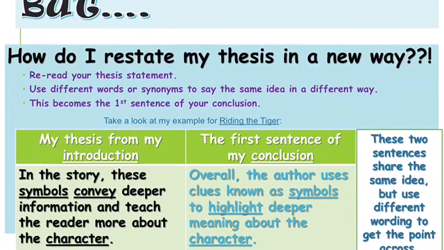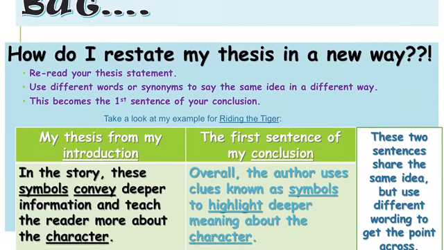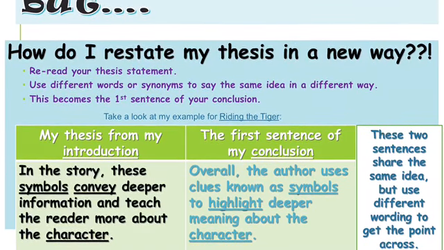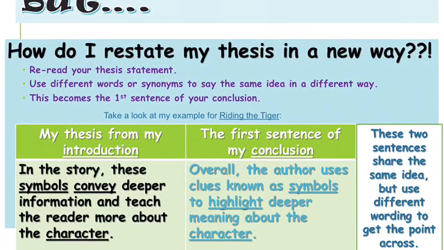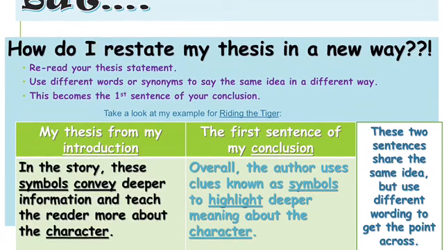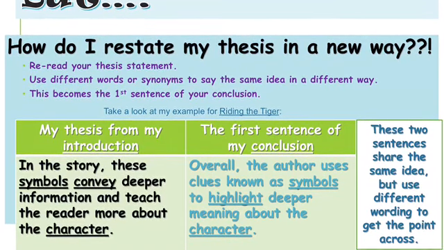So in my second example here, where it says the first sentence of my conclusion, you can look and see that it says, overall, the author uses clues known as symbols to highlight deeper meaning about the characters. I've conveyed the same idea, but I've used synonyms and different words to get my point across. That's how you're going to restate your thesis in a new way for your conclusion.